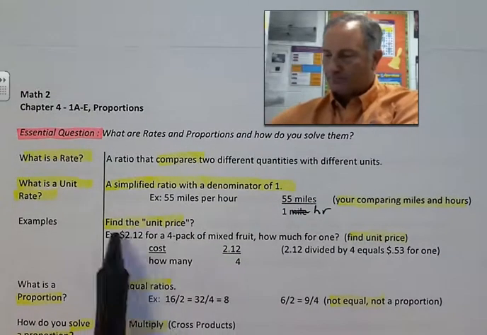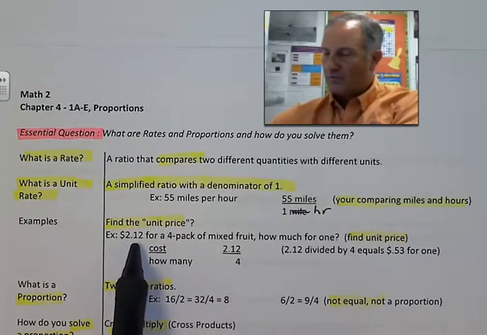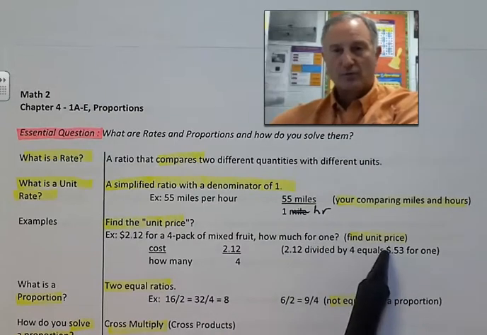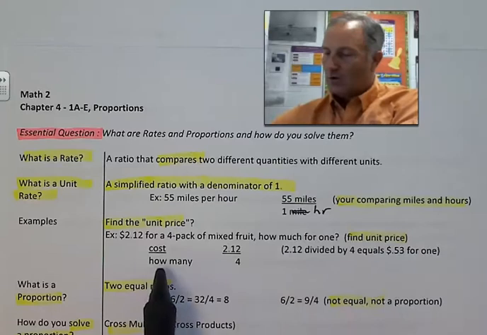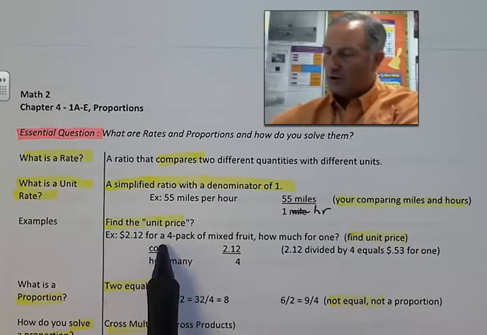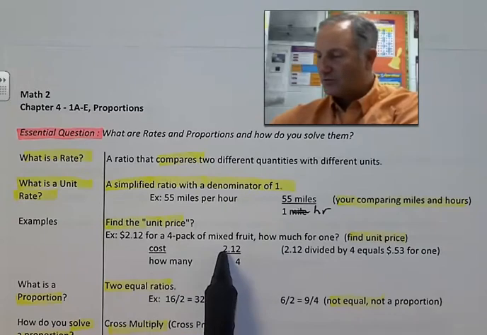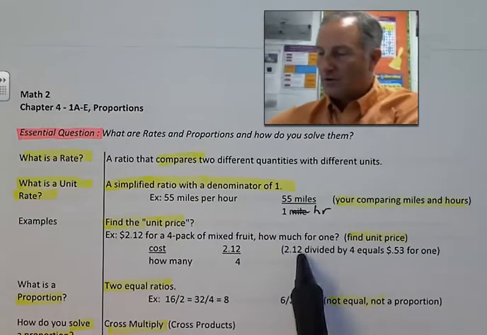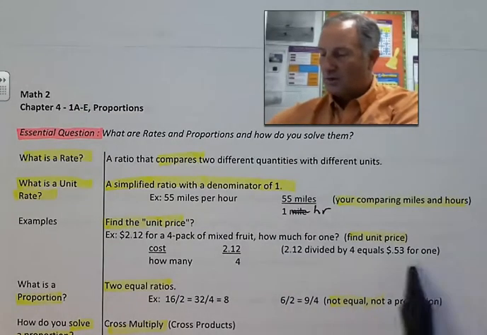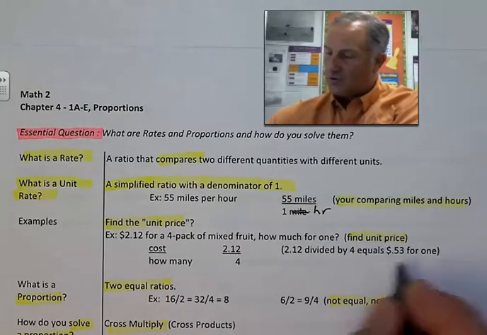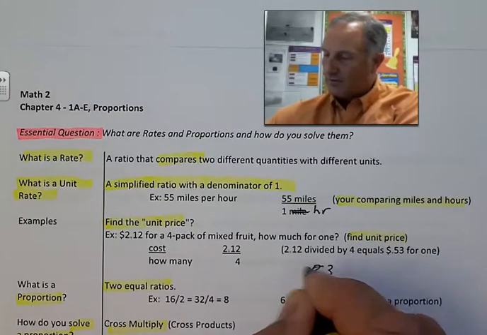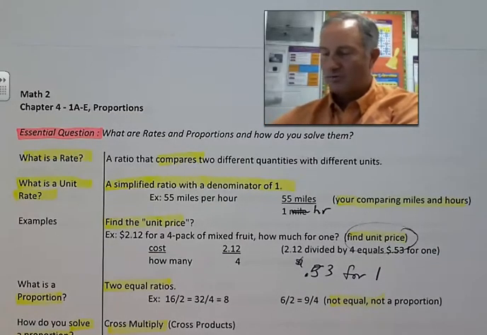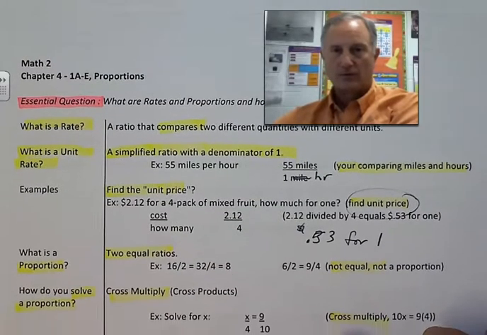An example here. Find the unit price. It's $2.12 for a 4-pack of mixed fruit. How much for one? That's the unit price. When you're looking for how much for one, that's your unit price. So when we say $2.12 for a 4-pack, we're looking at cost for the number of them, and it's $2.12 for 4. So how do you simplify a fraction? Top divided by the bottom. 2.12 divided by 4, things we've already been doing. You get 53 cents for 1. So that's your unit price. That's what unit price is. We'll look at a lot of those during the next week or so.